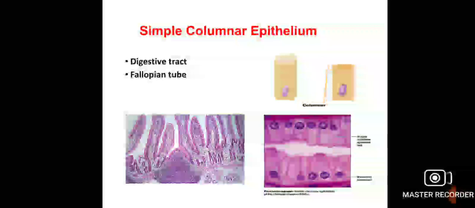And then the fallopian tube. In the fallopian tube, the simple columnar epithelium also has cilia. So the epithelium of the fallopian tube is simple columnar, ciliated and non-ciliated. Okay.